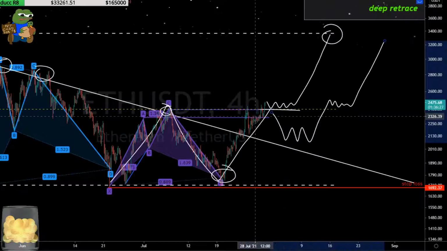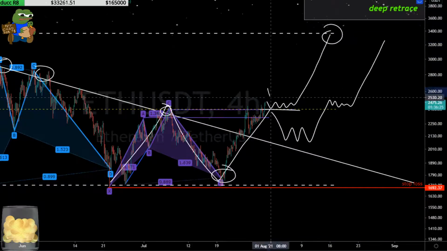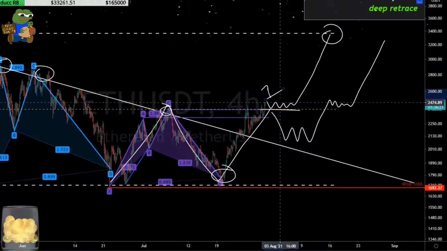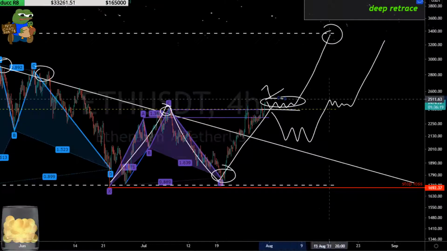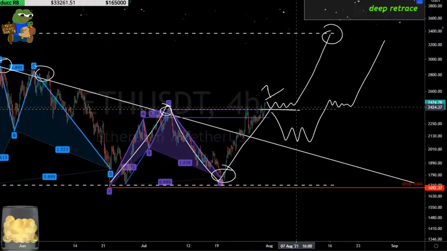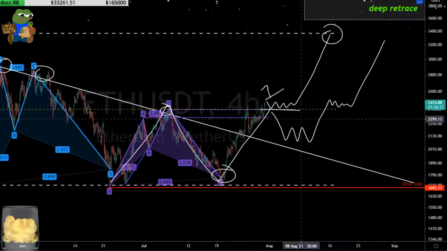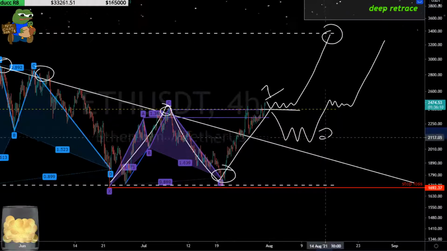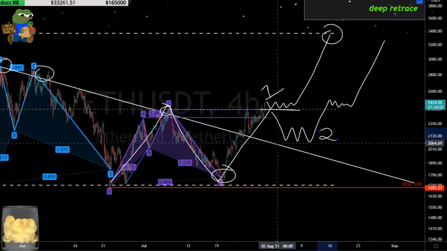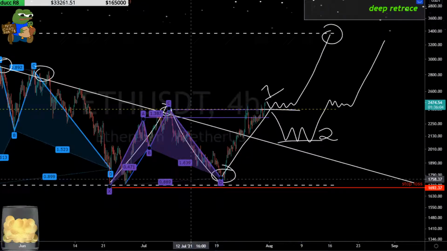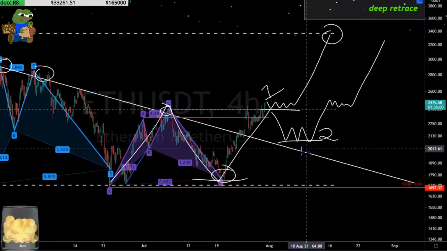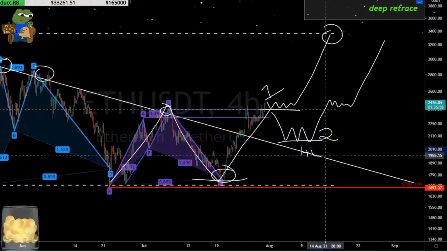There's basically two scenarios. This is scenario one right here, where you flip it right now and hold it. You've broken it, you haven't tested it as support. That's scenario one. And then this is scenario two, where you sell off and put in a higher low than the previous low. So this would be the higher low.